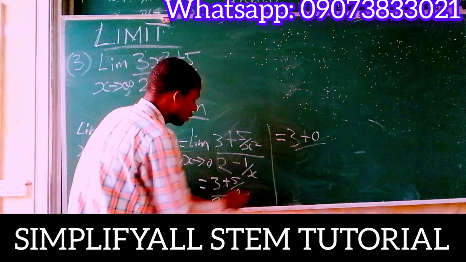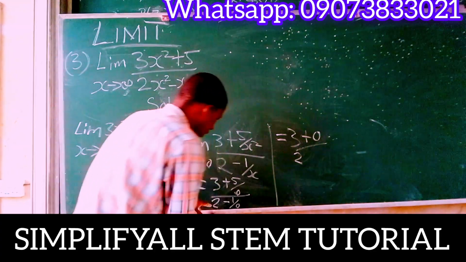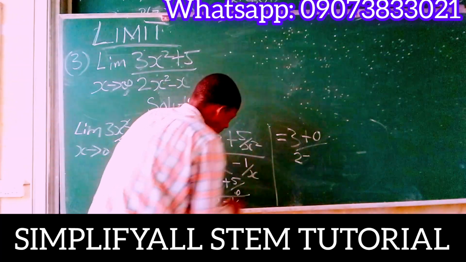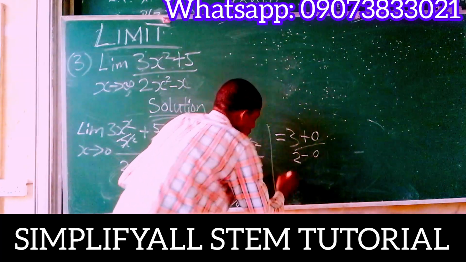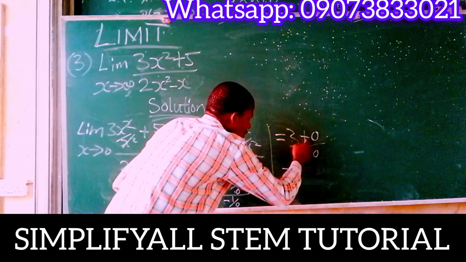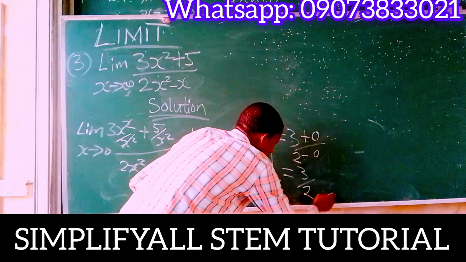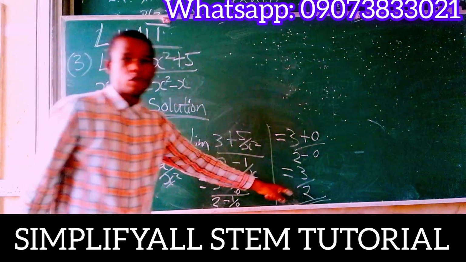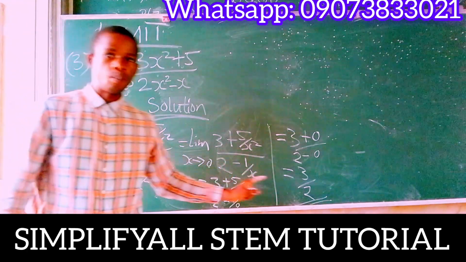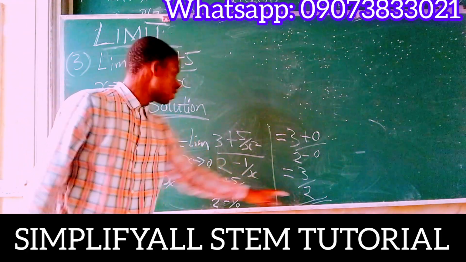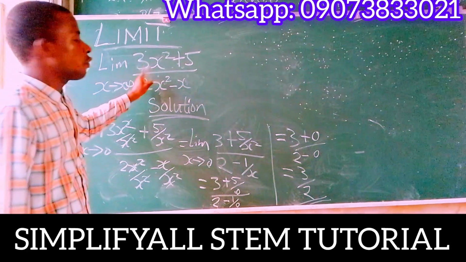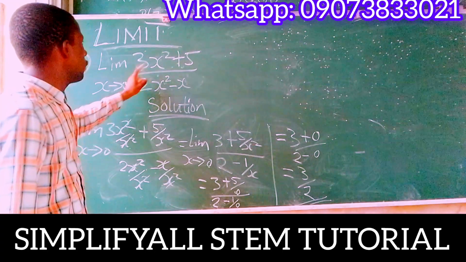All over, come to the down side, you have 2 here, right? 1 minus what? 1 divided by 0 is what? 0. So our final answer becomes what? 3 plus 0 is what? 3. 2 minus 0 is what? 2. Therefore our final answer is 3 all over 2. Please pay attention to this solving. 3 all over 2. That is our final answer for this function that was given to evaluate.